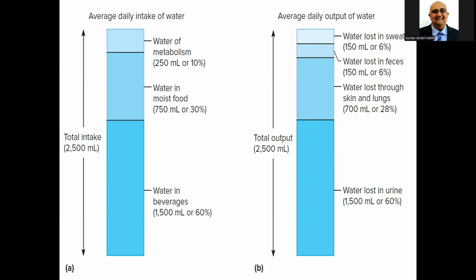Also here you can see the total intake of water per day and the average daily output of water. The total intake is related to what you drink and what you eat, and also the metabolism in your body. While the output could be through the skin and lungs, through the sweat, and through the urine.